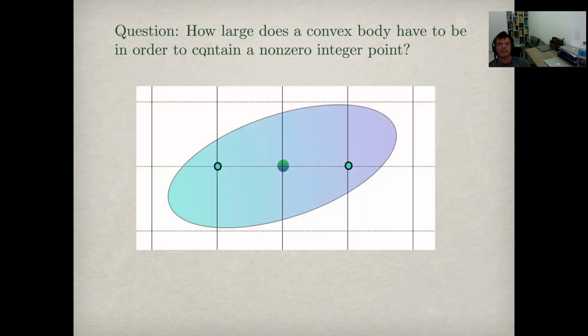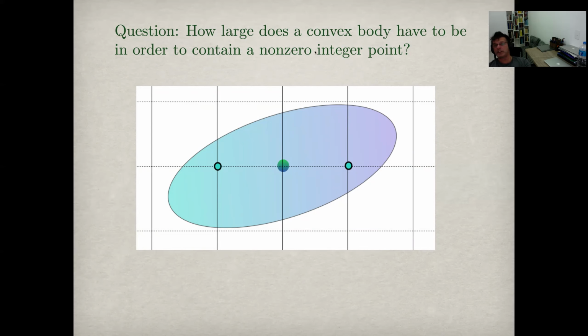So let's see. The basic question, or one of the basic questions, there are many, is how large does a convex body have to be in order to contain a non-zero integer point? Although this question may sound innocent, it has just so many consequences that are important that it's hard to fathom. The existence of an integer point, you can kind of smell the number theory here, but it has many, many consequences.